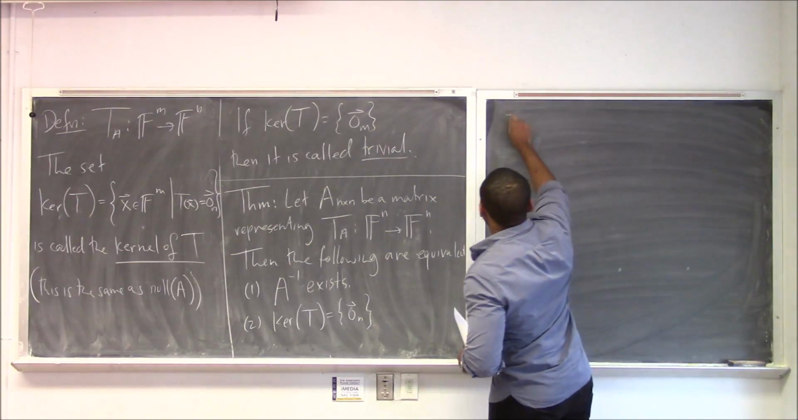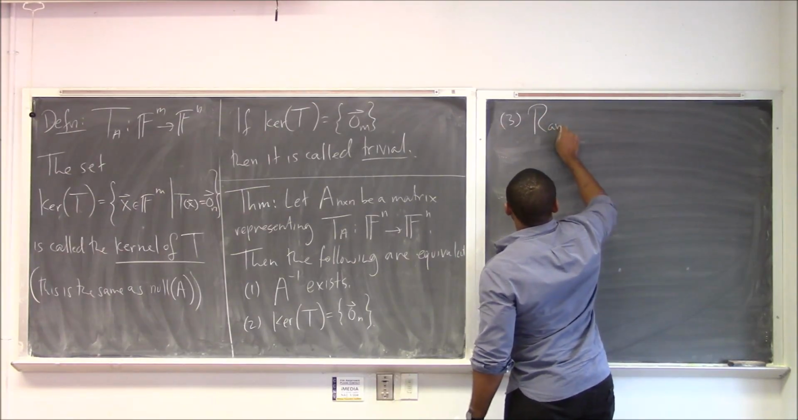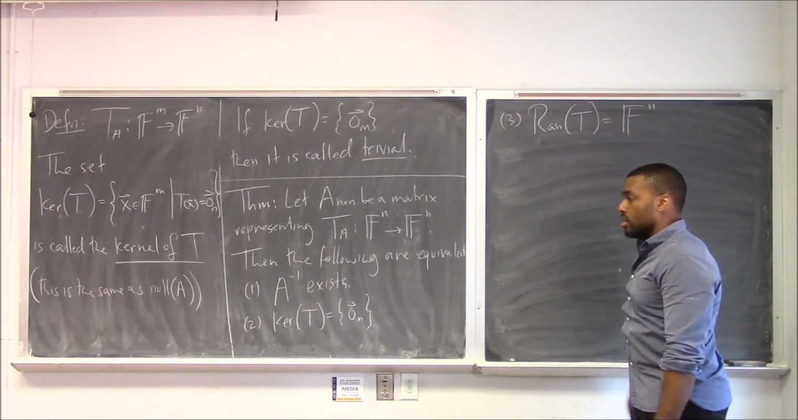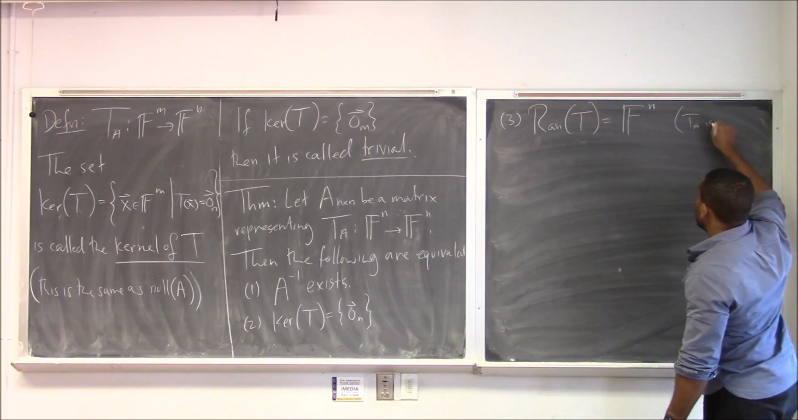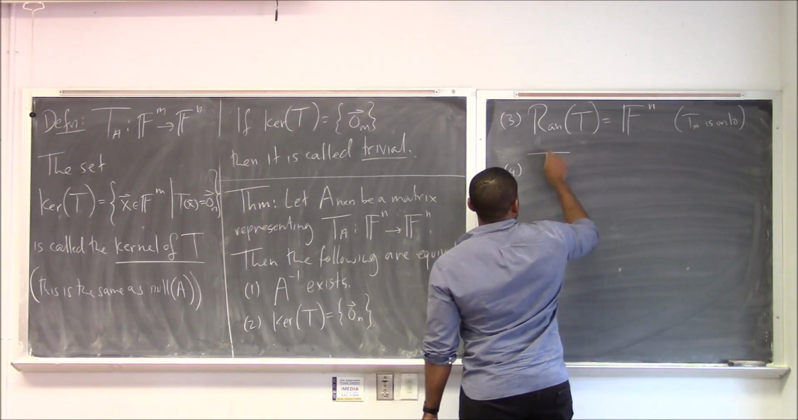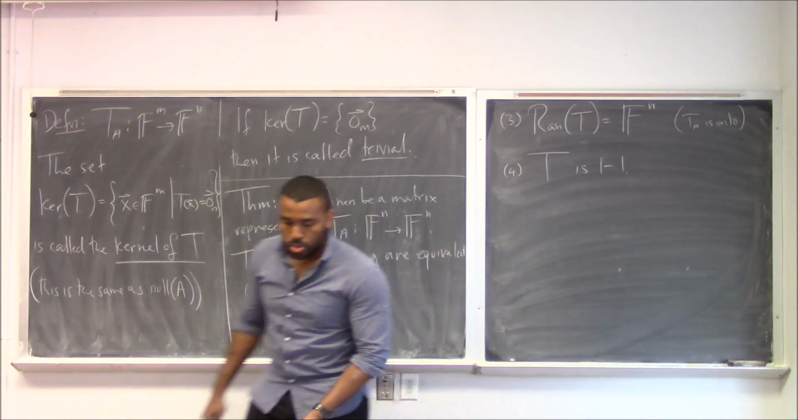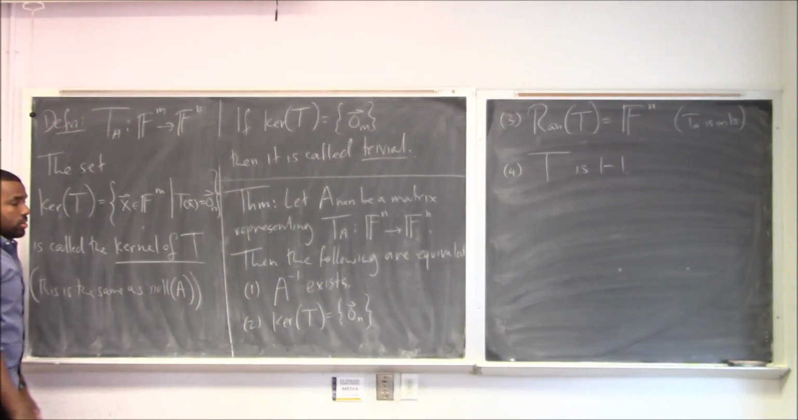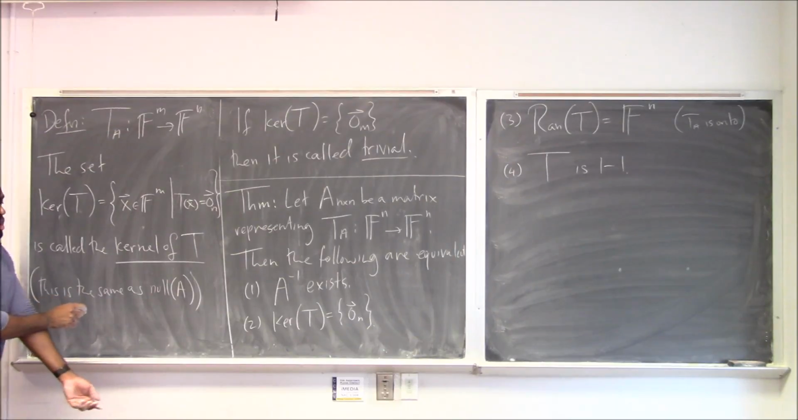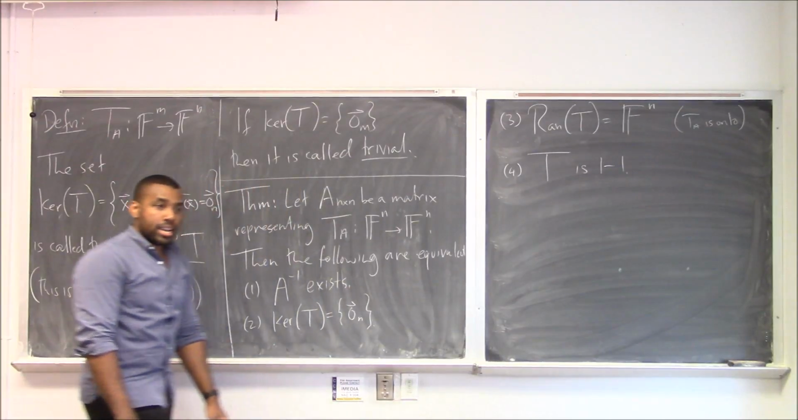Another thing we know, 3. The range of T is all of Fn. That is to say, T_A must be onto. Or 4. T is 1-to-1. So if you're going between two vector spaces of the same dimension, and you can describe it by a square matrix, in the event that that matrix is invertible, what it means is your kernel will only have one element in it, and the function will be onto and 1-to-1 at the same time.